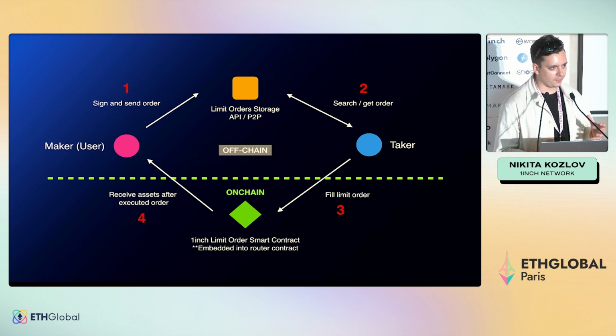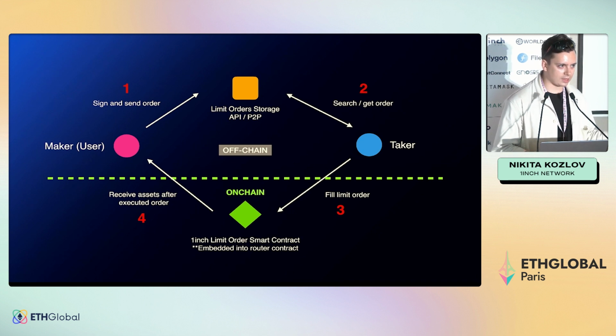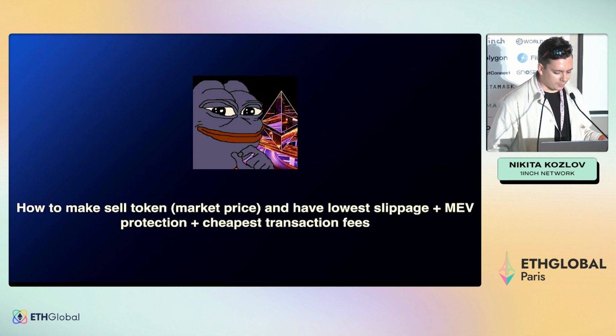And there is verification on chain that everything is correct with the signatures and all the rules. So it's kind of permissionless. We don't care where you get this order. We only care about the structure and the data there. So that's how a limit order works.